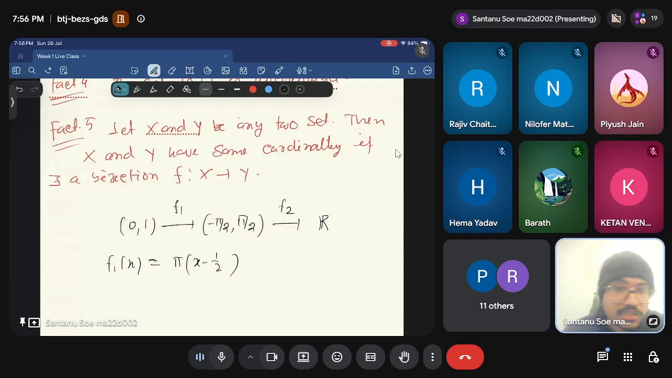Do you know any bijection from (-π/2, π/2) to R? We have already found our f1. We need another f2, that is a bijection from (-π/2, π/2) to R. Does anyone know this map? This is a very common map. We have seen it in class 12, when we started studying sine, cosine, tan, cot.